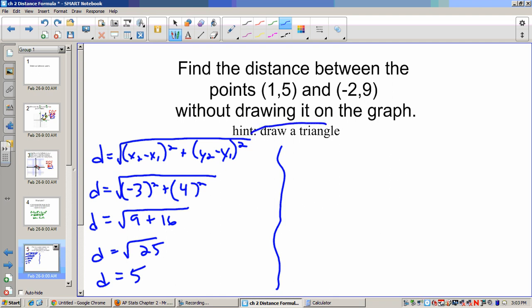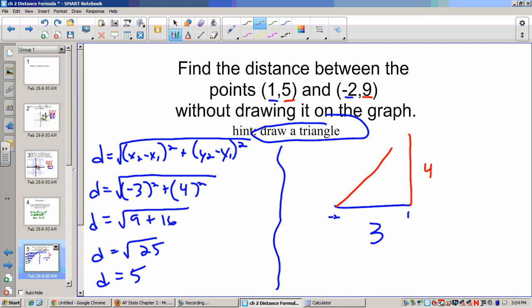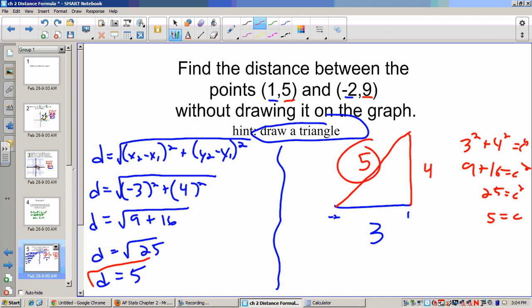Now another way you can do this, by drawing a triangle, is think about what's the distance horizontally. Between negative 2 and 1, how far over do you go? The answer is 3. Now think about vertically. Between 5 and 9, how far do you go? That's 4. So if you have a 3, 4, then you can just use the Pythagorean theorem. 3 squared plus 4 squared is equal to c squared. And then we can get the same answer. So we get 5 in either case.